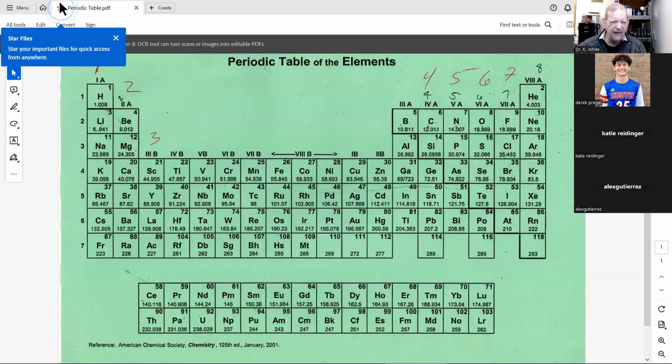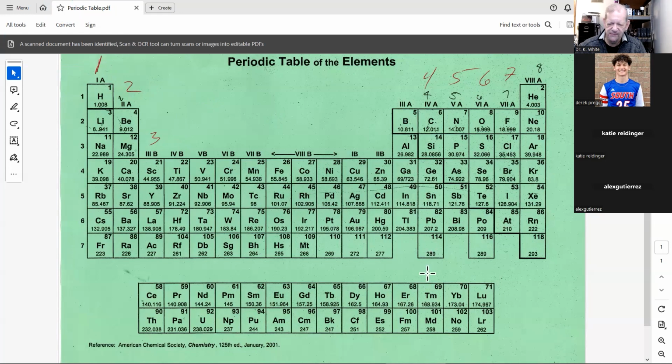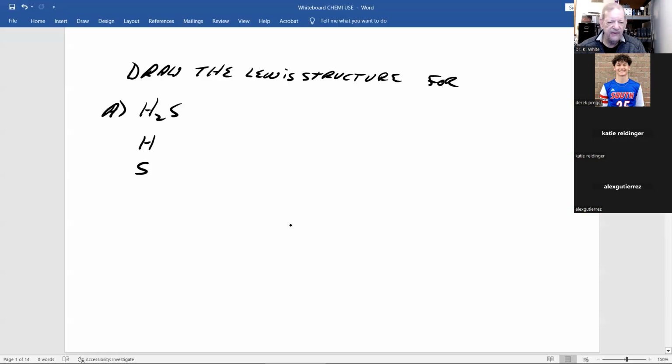And if we go to the periodic table, hydrogen has one valence electron, sulfur has six. So this has one valence electron, sulfur, six valence electrons. That's the Lewis structure for sulfur. Here's hydrogen. There are two hydrogens. Each one has one valence electron.